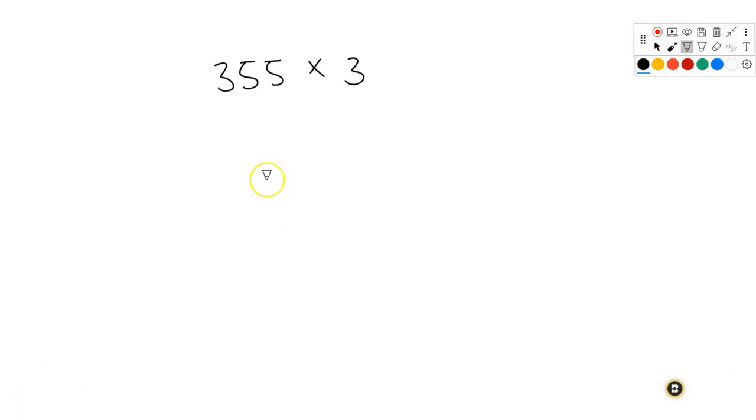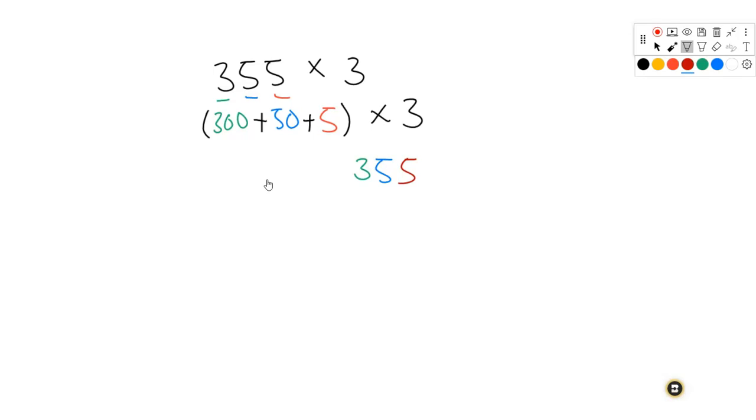I'm going to show you real quick how to solve it now that you've done it or you moved on. I know 355 is also equal to 300 plus 50 plus, how many ones? 5 ones. I'm going to put a parenthesis. Multiplied by 3. So that means 355 times 3.